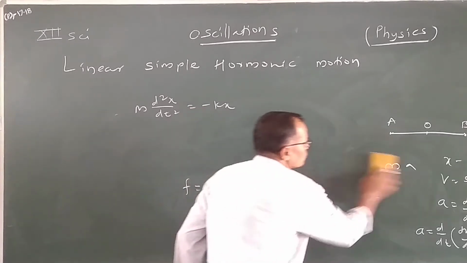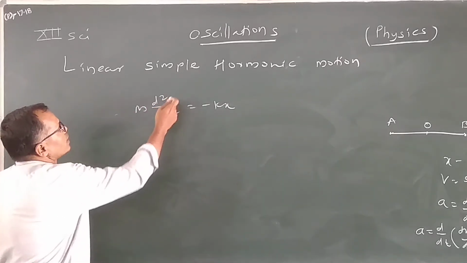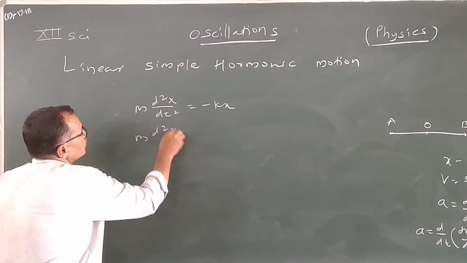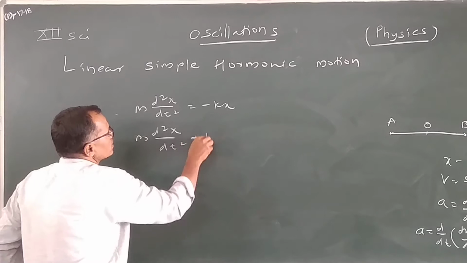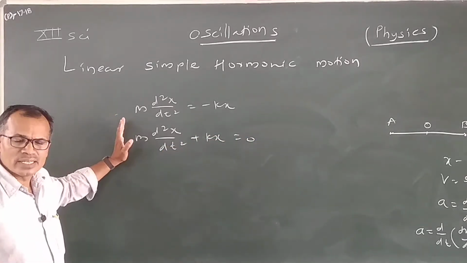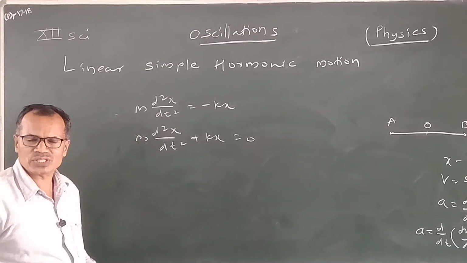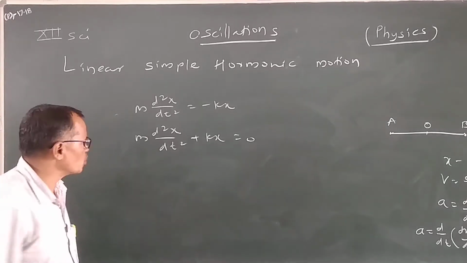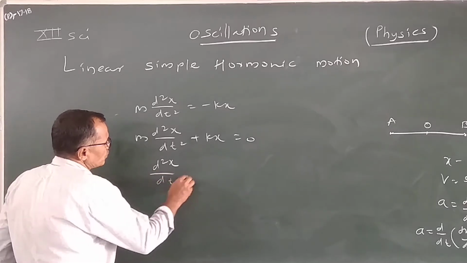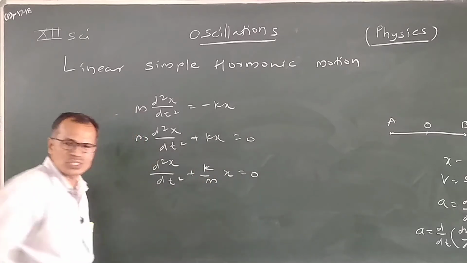Now what do we get? From this equation we can write that m d square x upon dt square plus kx equal to 0. Correct? This is called the second order differential equation of a linear simple harmonic motion. Further we can write that d square x upon dt square plus k by m x equal to 0.